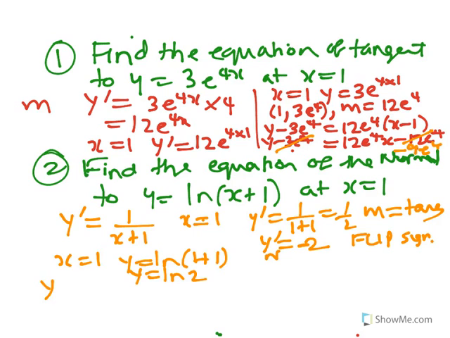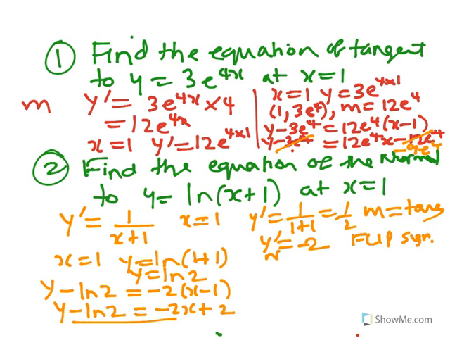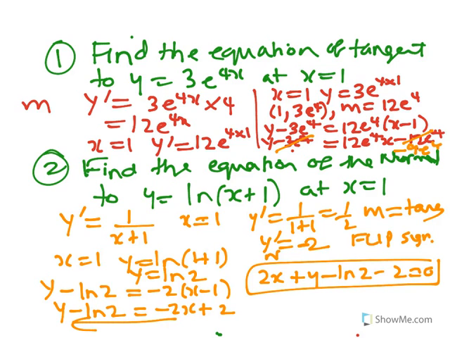So there we go. Alright, y minus y1, so y minus ln 2 equals m, which is minus 2, x minus 1. Y minus ln 2 equals minus 2x plus 2. If I bring it all to the one side, put it into general form, you get 2x plus y minus ln 2 minus 2 equals 0.